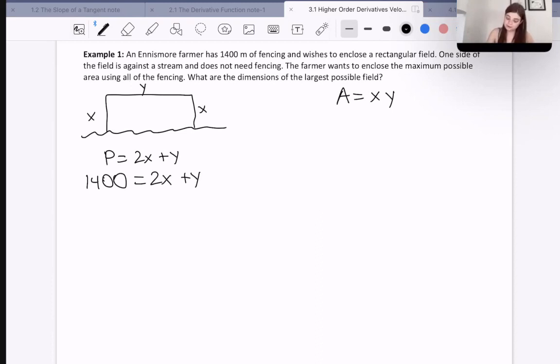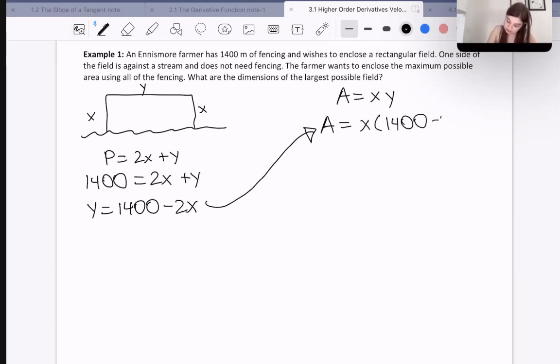Okay, very good. All right, so next we need to figure out how to find A prime. Well, before we can find A prime, notice that the area has two variables in it. It has x and y. So what I'm going to do here is I'm going to rearrange this equation to say y is equal to 1400 minus 2x, and then I'm going to sub this in over here and say, therefore, area is actually x times 1400 minus 2x, right? Because 1400 minus 2x is the same as y. And now I'm going to multiply this through and get 1400x minus 2x squared.